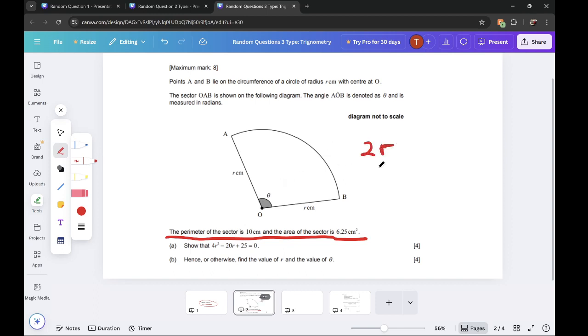The perimeter of this sector is 2r, so 2 radiuses, and then the arc of the sector, this part over here, is r theta. So I would write 2r plus r theta is equal to 10. And then I'd write down the area of my sector. You should know this by heart, 1/2 r squared theta, because they aren't going to give you these formulas in the textbook. That equals 6.25. This is my area and this is my perimeter.